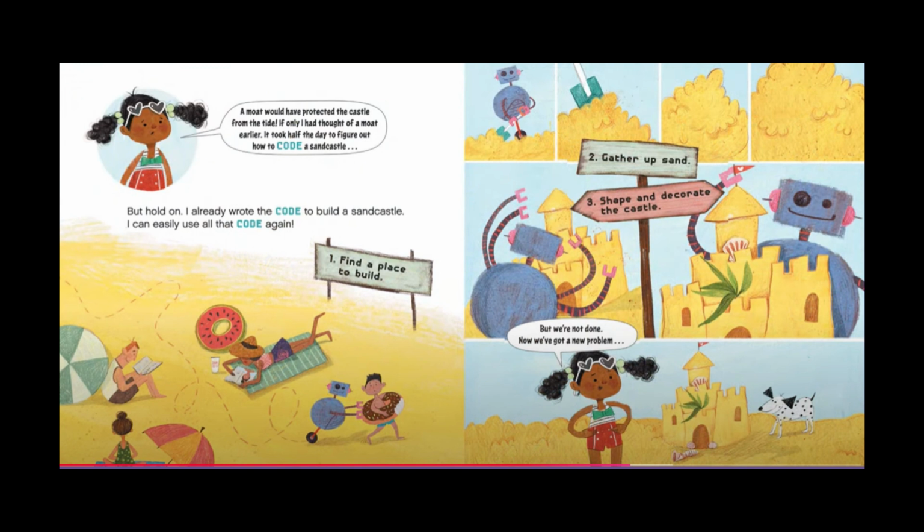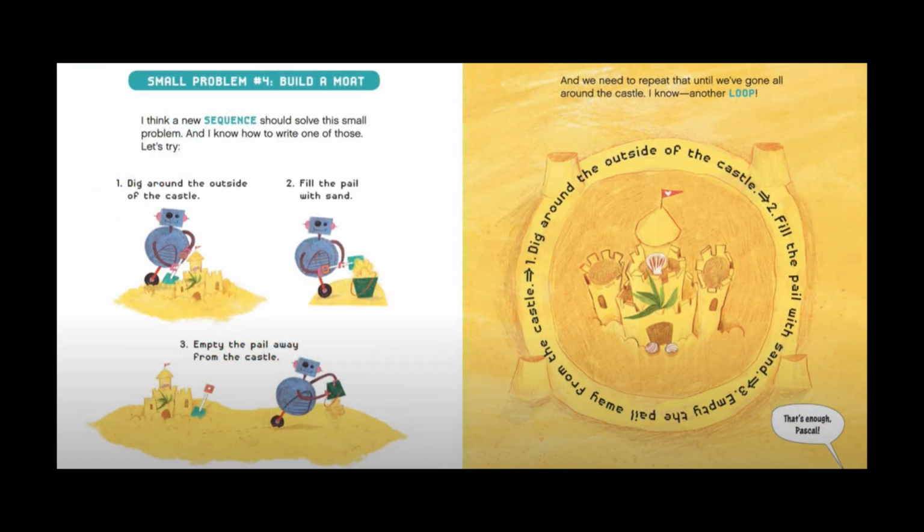It took half the day to figure out how to code a sandcastle. But hold on, I already wrote the code to build a sandcastle. I can easily use all that code again. Number 1, find a place to build. Gather up sand, shape and decorate the castle. But we're not done. We've got a new problem.